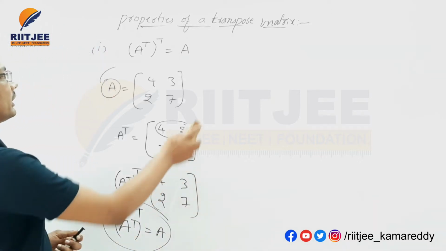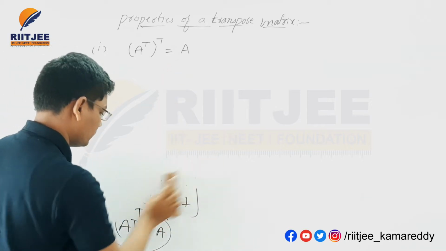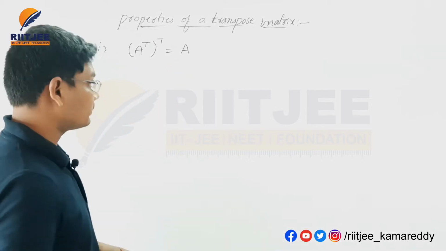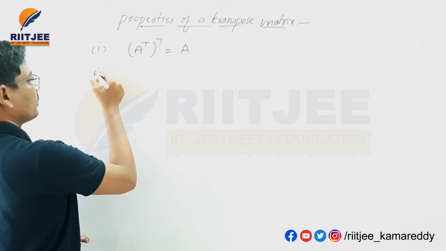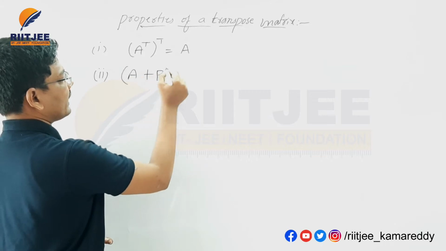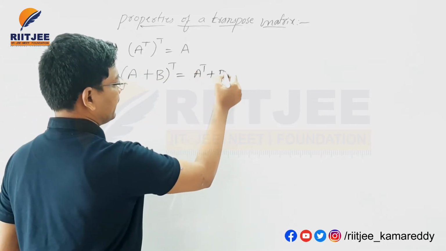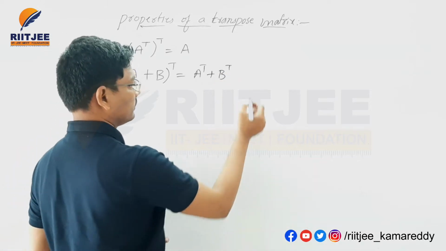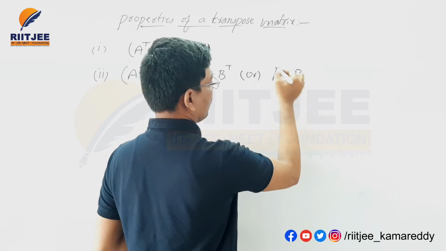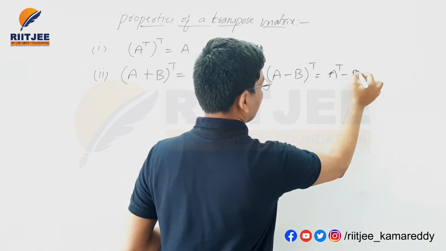And the second property: A plus B whole transpose gives A transpose plus B transpose, or A minus B whole transpose gives A transpose minus B transpose.